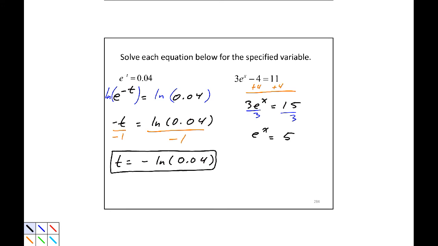All right, now at this point, because we don't have a base 10, and also because this is a natural exponential, we want to use the natural log. We'll take the natural log of both sides, so that we have natural log of e to the x equals natural log of 5. And natural log of e to the x is going to be x. So x equals natural log of 5. And that is our exact answer.